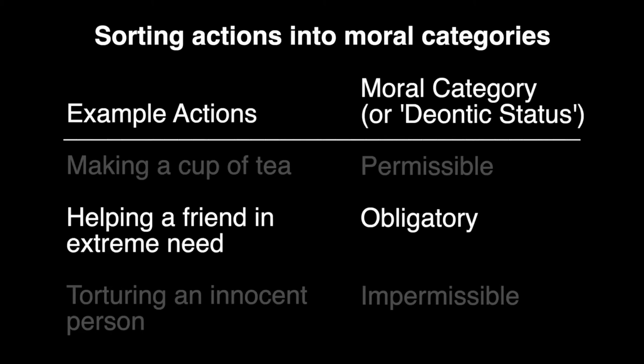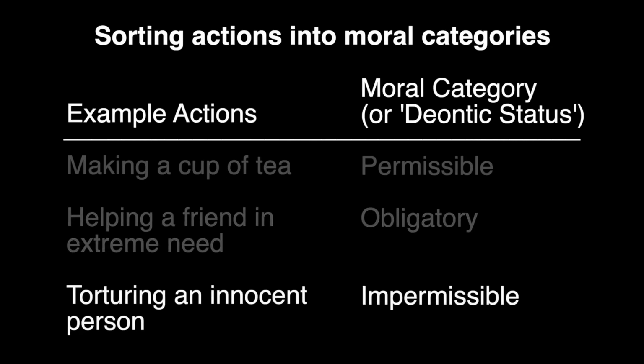But suppose suddenly you were called upon to go and help a friend in extreme need. You might think that it was your moral duty to do that. So that would get the deontic status of obligatory. It would be in the category of right actions. Suppose you were tempted to do something pretty awful, and then your conscience kicked in and told you that that was the wrong thing to do. That would be you assigning it the deontic status of impermissible. It would be in the moral category of things that are wrong to do.